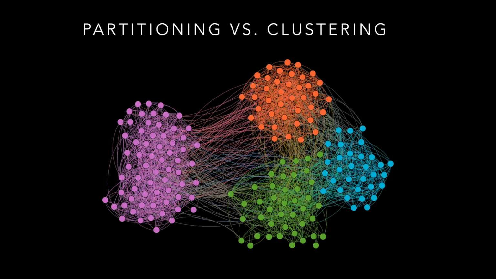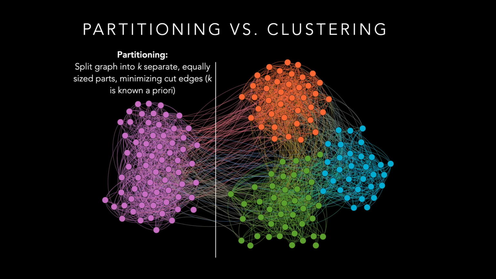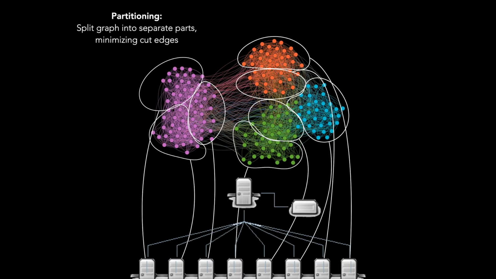So first, to distinguish between partitioning and clustering, you may think of them as sort of synonymous, but we will talk about them in a distinct kind of way, where partitioning is explicitly separating a graph into a predefined number of separate, equally sized parts. And critically, we want to minimize the number of edges that we have to cut in order to assign a node to a given partition. So why might you want to do this?